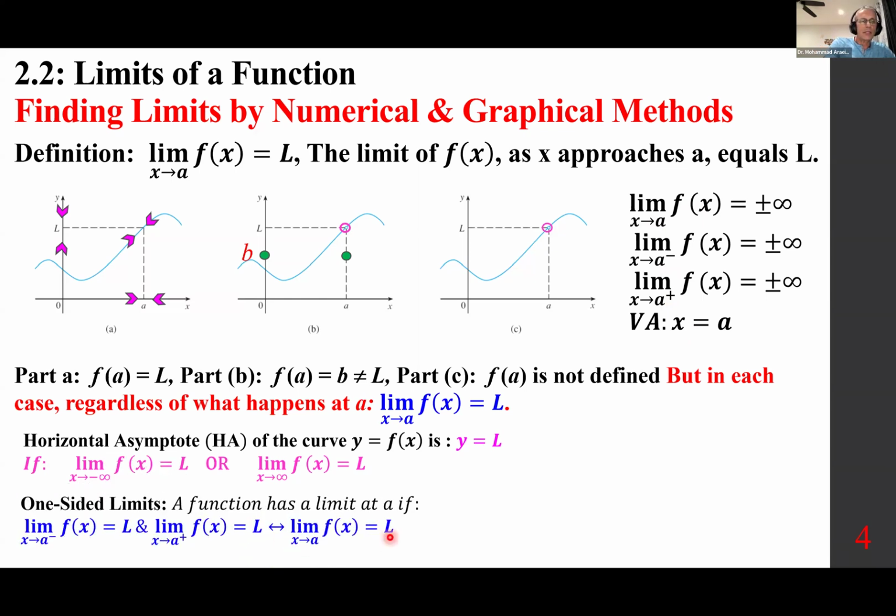And the limit exists if the one-sided limits are identical, meaning the limit of f of x as x approaches a from the left equals L, and the limit of f of x as x approaches a from the right equals L. If they are identical, the limit of f of x as x approaches a does exist, and it's equal to L. If the limit of f of x as x approaches a and f of a have the same value, such as in the very first graph, then we say the function is continuous at that point.